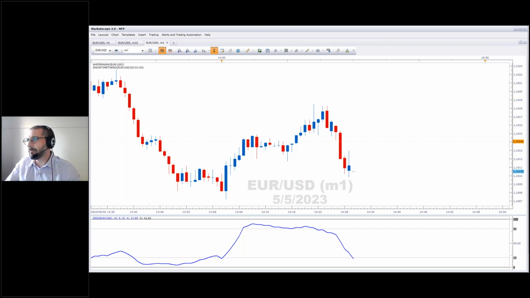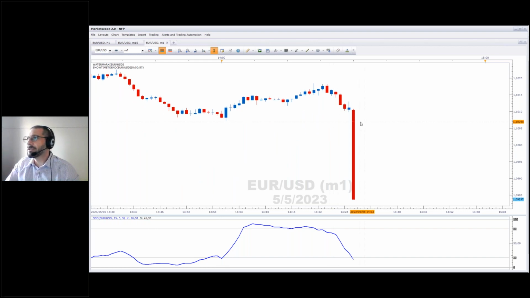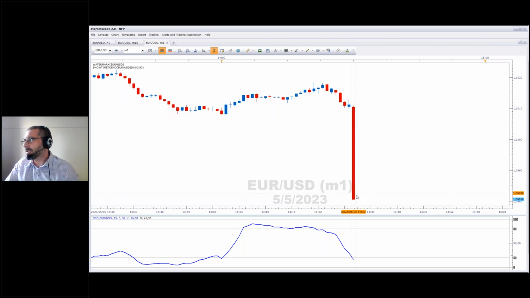All right, here we go. Oh, it's a lot of money going into the US dollar. So euro is being shorted here. US dollar is being bought. So there must be some strong numbers. Let's see if we can get the numbers.